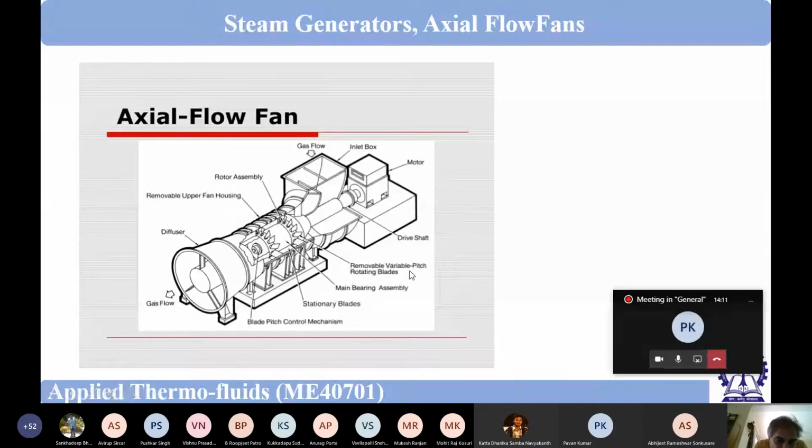So here you see that we have got removable variable pitch rotating blades. Then here we have got some sort of stationary blade. Then there is another row of blade here. And the blade position means not the physical position, but the orientation of the blade, which is called pitch angle, and that can be controlled. Can you name a very familiar axial flow machine, which all of us have seen?